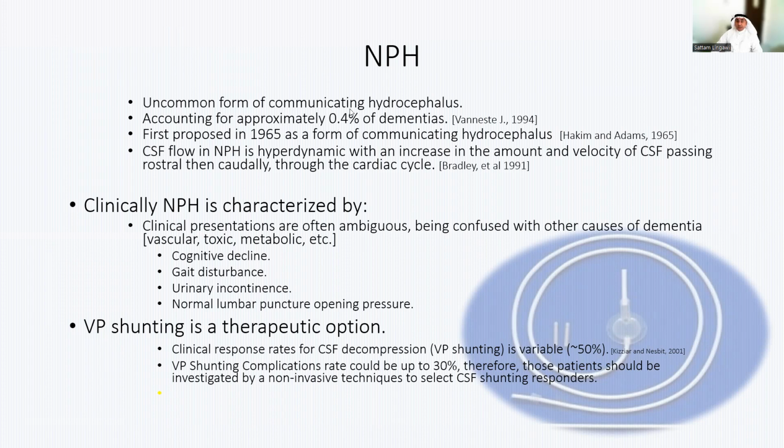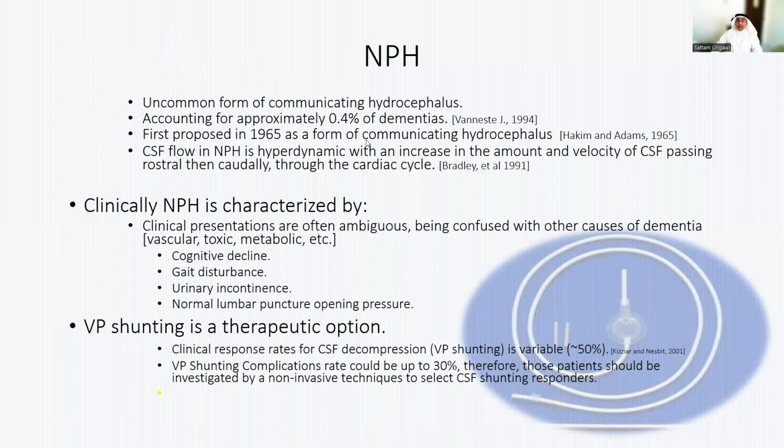Now, the treatment for NPH is shunting. However, shunting may not be successful in all the cases, and actually the success rate drops to almost 50% if you have a non-classical presentation. Also, a VP shunt is not without complications, and complications could be up to 30% of cases.